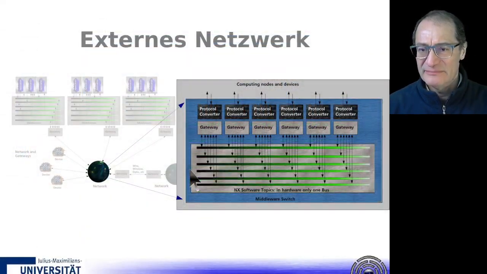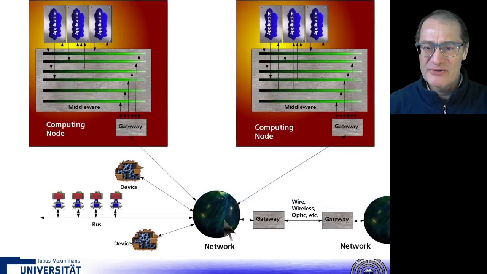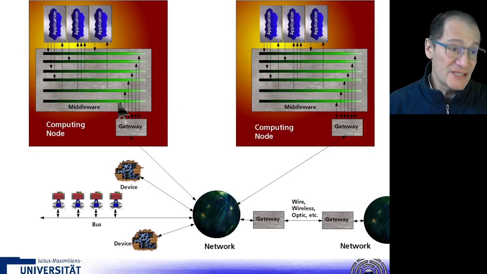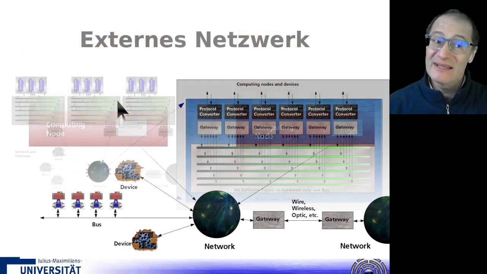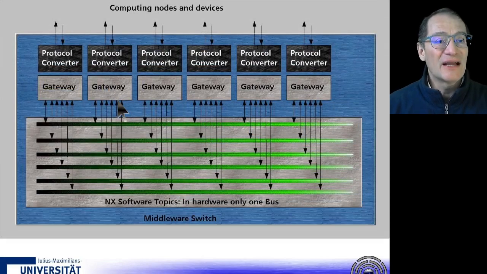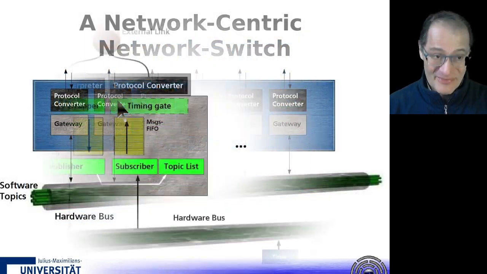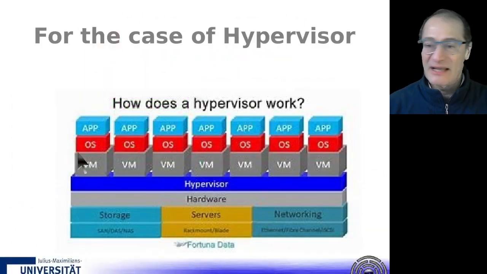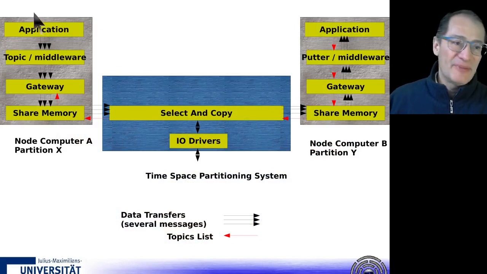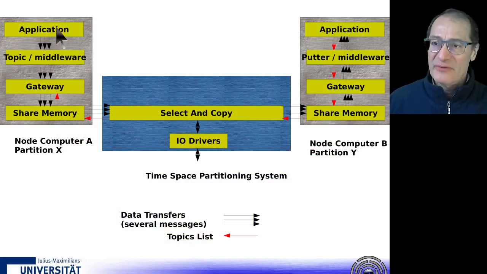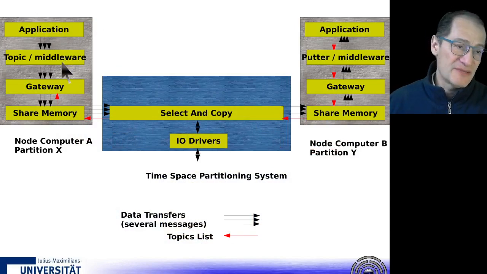This kind of communication network works because all of these are virtual machines running on the same computer, and if they are running on the same computer, they have a shared memory. Then we can use the memory of the host computer to transfer data from one virtual machine to another virtual machine. And it works like this. We have exactly the same as before: the application, the topics from the middleware, and the gateway.